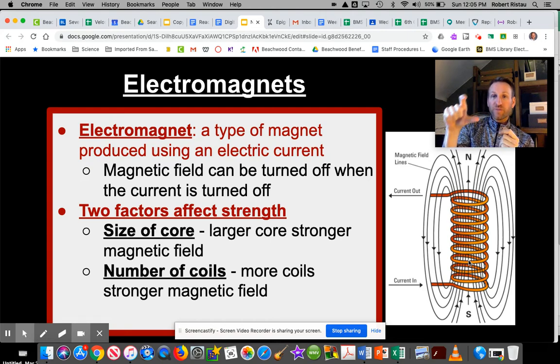Or I gave you some different nails that were a little bit thicker, a little bit bigger, or even a little bit longer. And because that core was larger, you would then be able to pick up more of the paper clips as well. Okay. So that's an electromagnet.